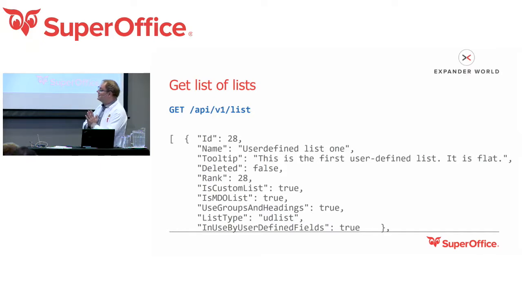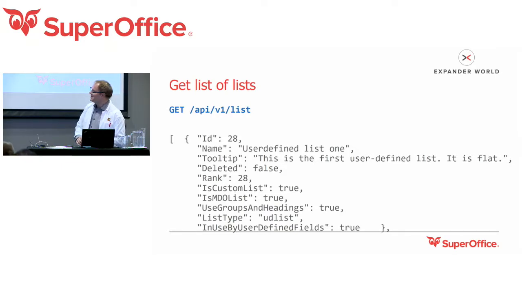If we go to the list endpoint, we get a list of all the lists in the system. Quite nice. This has changed quite a bit from last year. Last year, this was a lot simpler. Now it's more useful and more consistent.